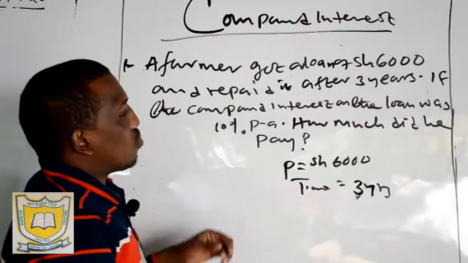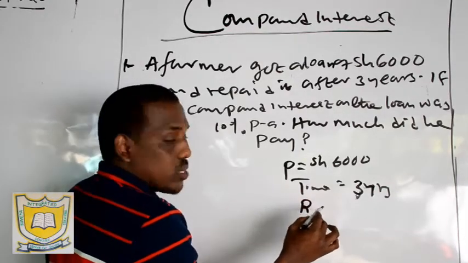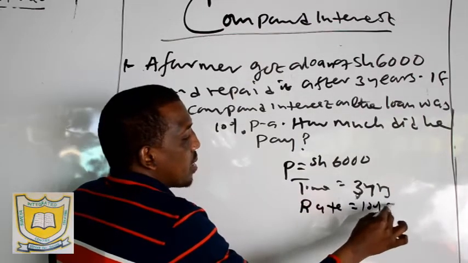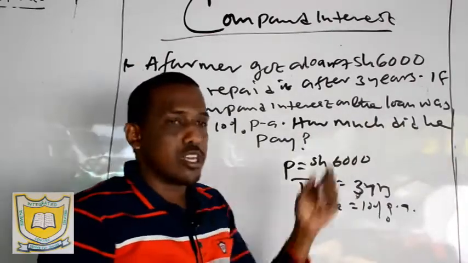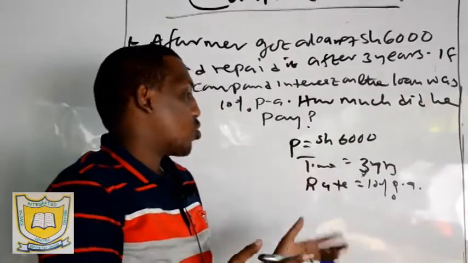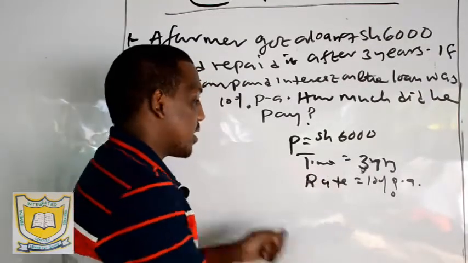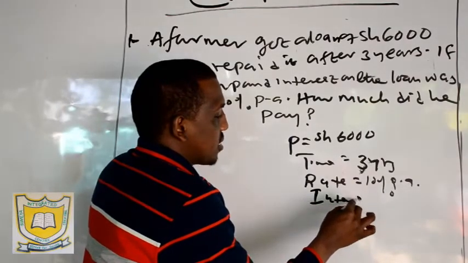Then you are told the compound interest of the loan was 10% per annum. That is the rate. The percentage one is the rate. So the rate is 10% per annum. Per annum means per year. How much did he pay? So what we are lacking, we have principal, we have time, we have rate. What we are lacking is the interest. So let us get the interest now.